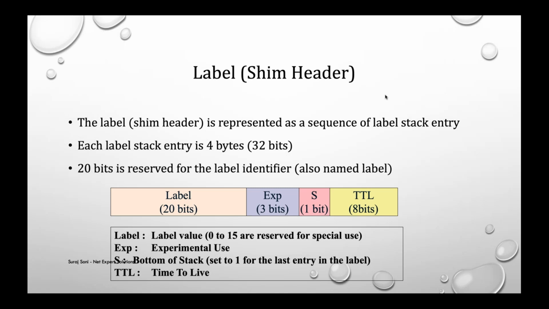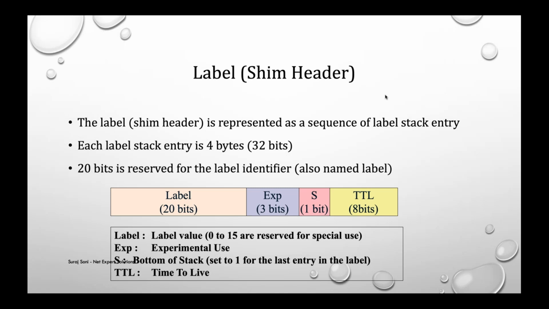In that case, I need to look into the S bit. In simple words, the S bit tells me whether it is the last label in my stack or not. Do we have any further label which I have to look at? So the S bit states whether it is the last label in the stack. Then we have the TTL, which is the same as usual. Everyone knows it's time to live: how many hops that particular packet will live in the network.